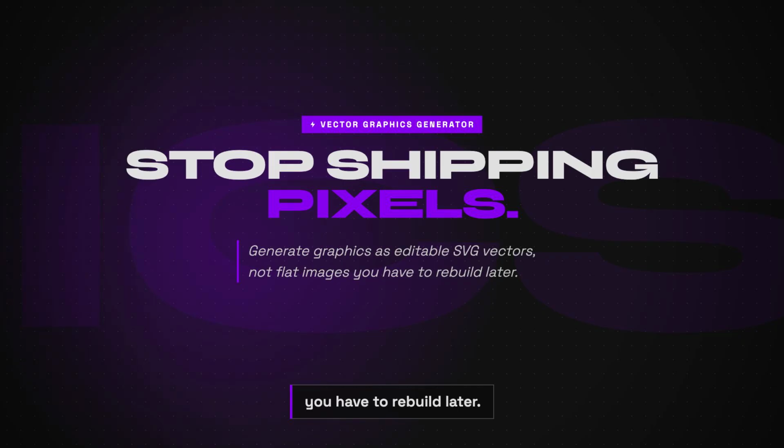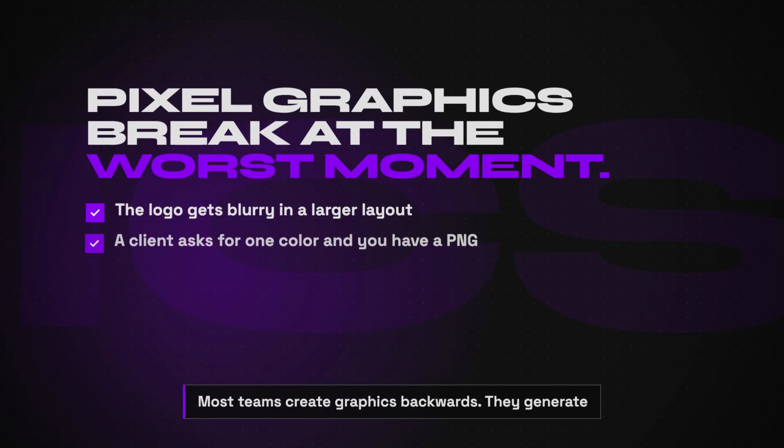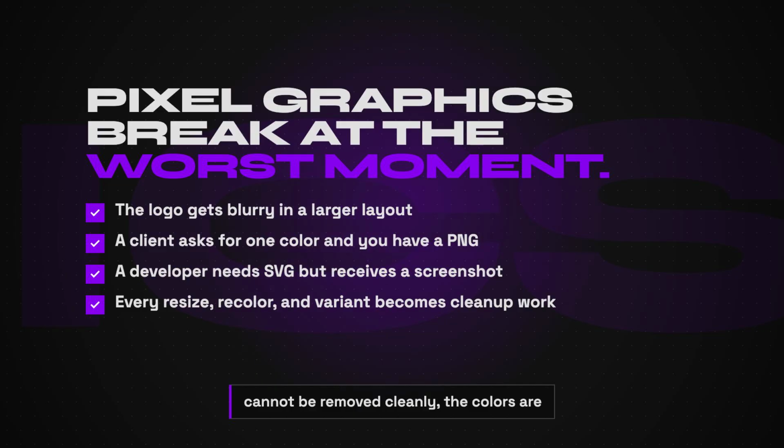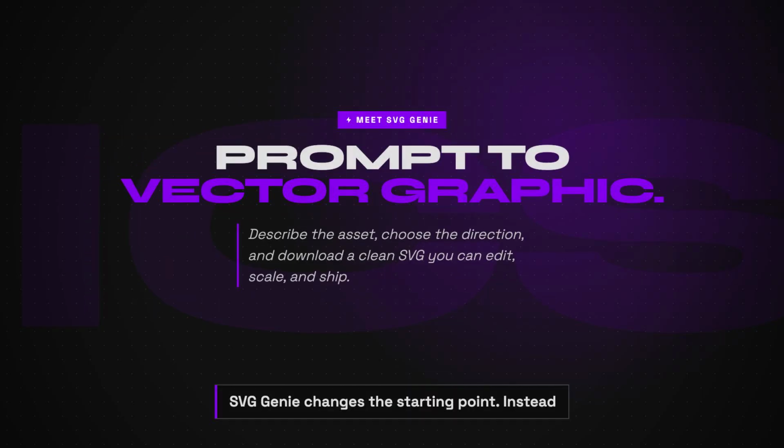Most teams create graphics backwards. They generate a flat image, paste it into a deck, send it to a developer, then realize the logo is blurry, the background cannot be removed cleanly, the colors are locked in, and nobody can edit the shapes without redrawing the asset. SVG Genie changes the starting point.